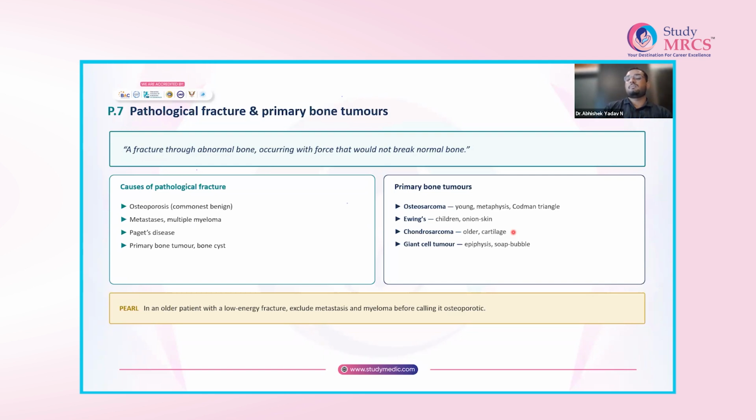Then we have Ewing sarcomas, which arise from the diaphysis, most commonly in children, and the clinical feature will be an onion skin peel-like appearance. Chondrosarcoma, very old age, cartilage origin. Giant cell tumor is of osteoclast cell origin, and it's an epiphyseal one. Then we have something called soap bubble appearance as an X-ray feature. So these are certain other primary bone tumors.